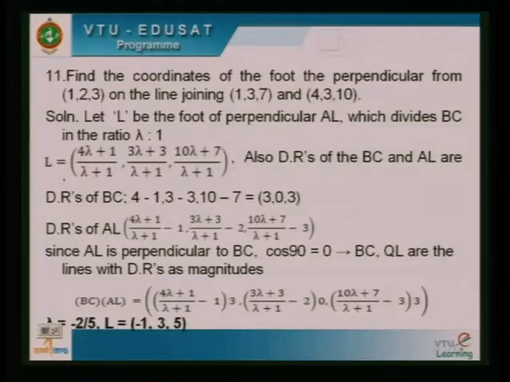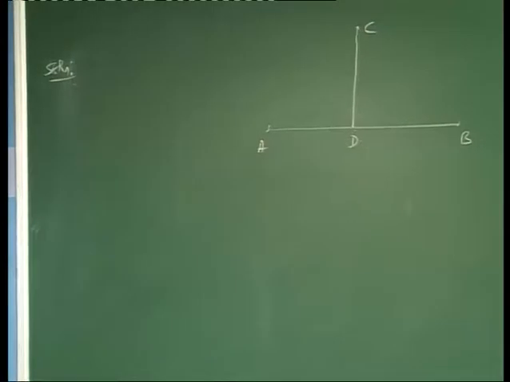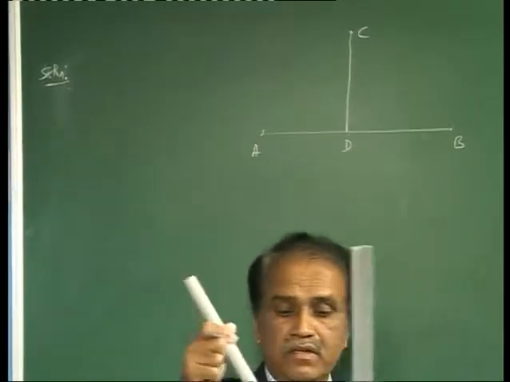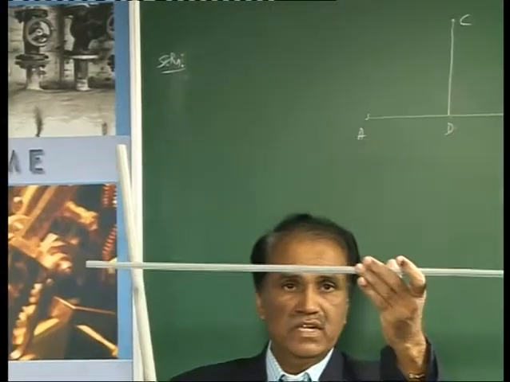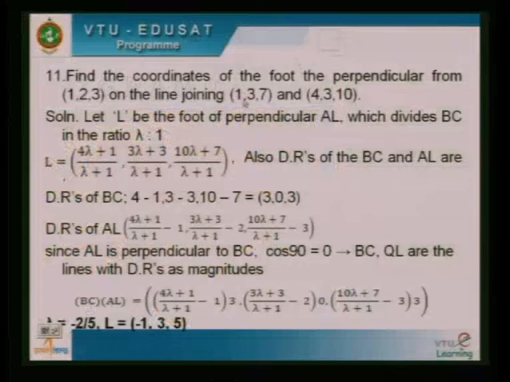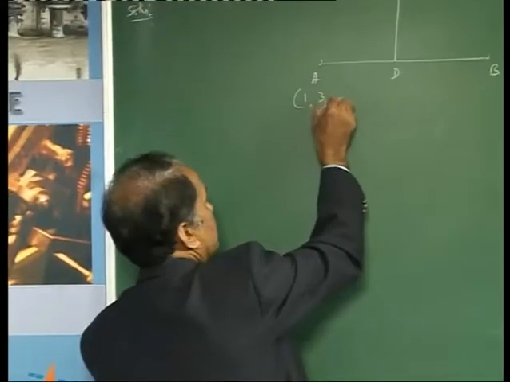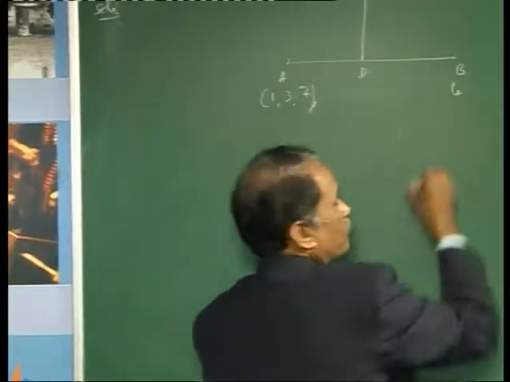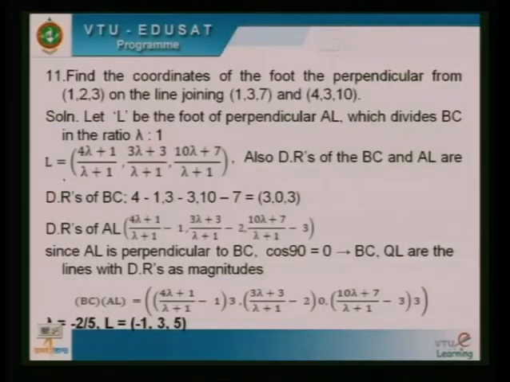If I write the diagram, for example, if I represent A, B, C and then D. Now, coordinates of the foot of the perpendicular, it will go like this. We have one line like this, one line like this, and these are the values given, line joining, that is 1, 3, 7 and 4, 3, 10.